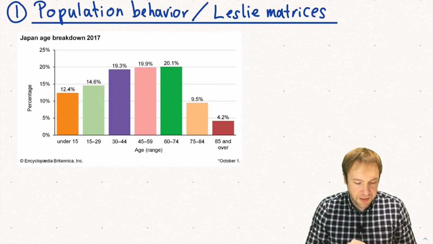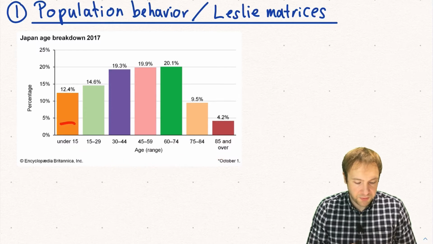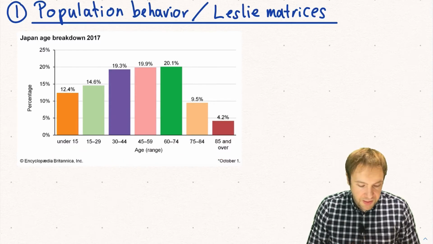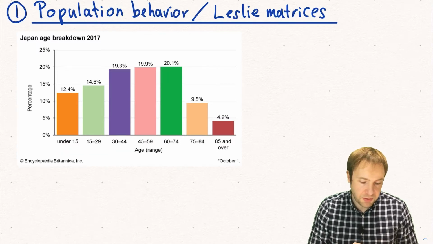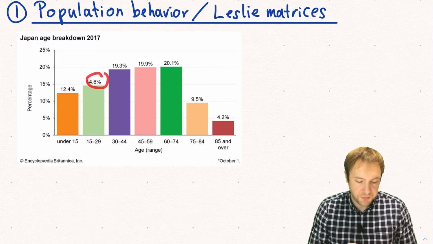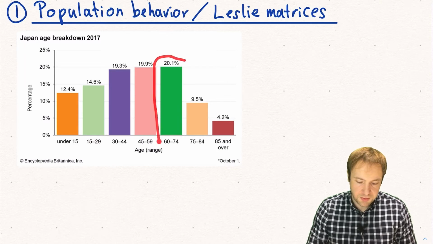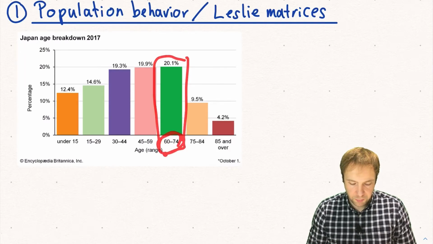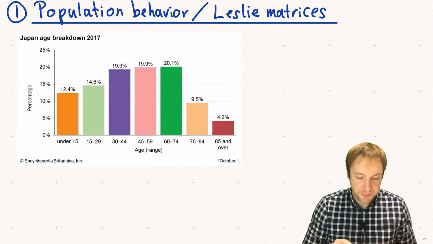And what this graph tells us is, here we have different age groups. Each of these age groups is 15 years. And for each of these age groups, we see how many people in Japan are in this age group. So we see that in this year, 2017, 12% were younger than 15, 14.6% were between 15 and 29, and so on. The maximum here is, we have a lot of old people, between 60 and 74.